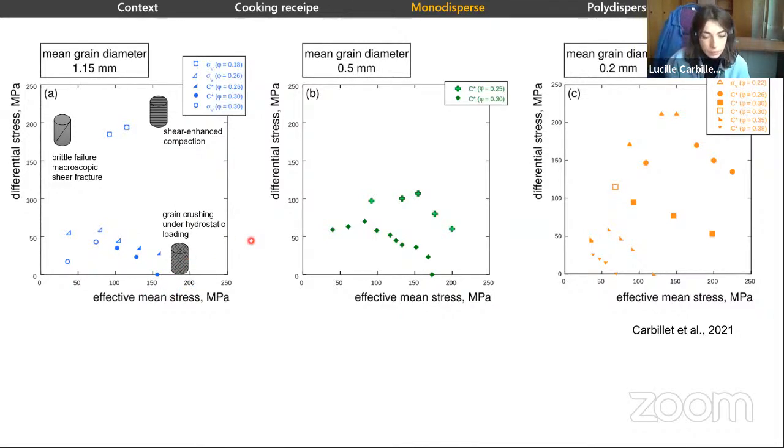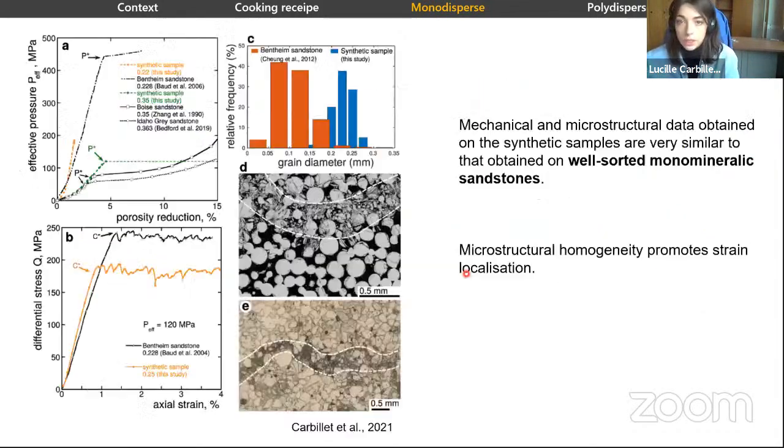So we see here that all our experiments were conducted on samples that had different grain diameters and different porosity. And in fact, all these experiments were conducted to investigate the influence of these two microstructural attributes, porosity and grain size. And before I discuss these results, I just want to say a few words about the comparability of our data with data obtained on natural sandstones.